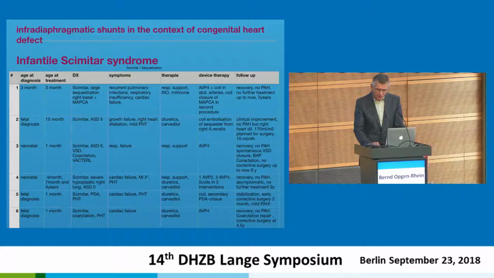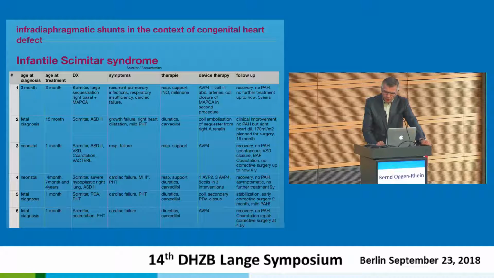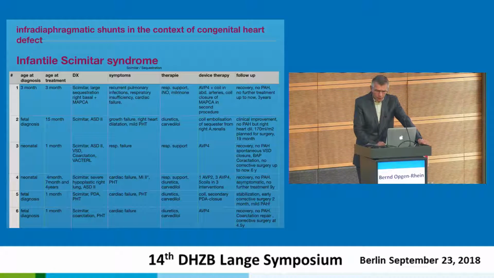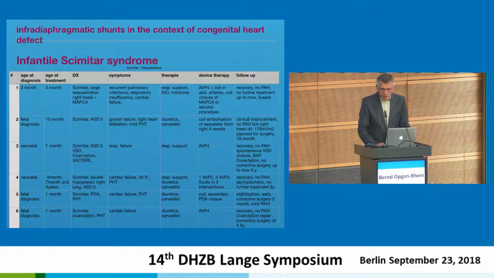Our data from the last 10 years reveals only 6 infantile Scimitar syndromes. 3 of them were diagnosed in fetal screening, and 5 of them have shown early very severe symptoms and have been well stabilized with 1 to 3 procedures with 1 additional PDA closure. 3 children are still not operated, being 3, 6, or 9 years old. One of them has massive right lung hypoplasia, so there's only minor shunt volume through the Scimitar after closure of all aortic supplies, so we think there's no need for corrective surgery.